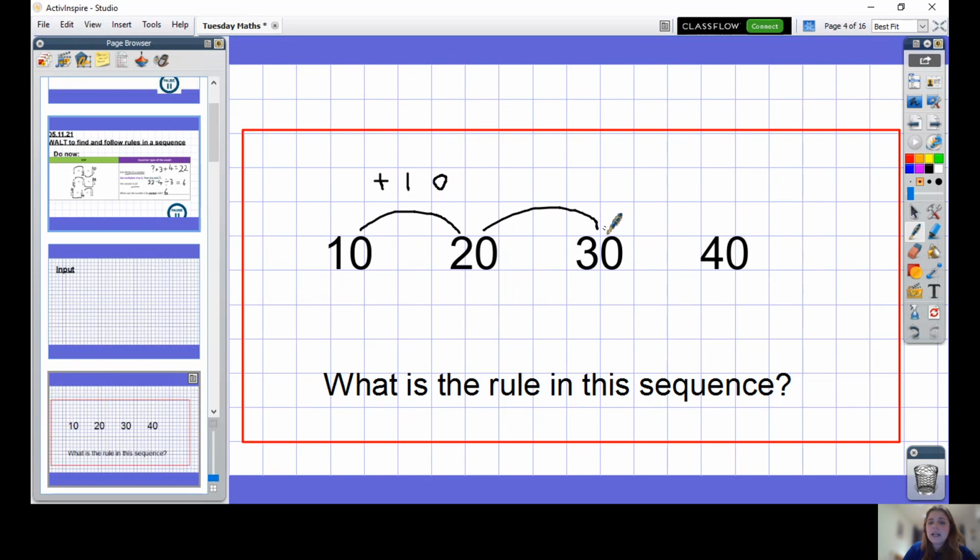20 add 10 is 30 and 30 add 10 equals 40. So if I'm going from left to right, I'm adding 10 each time. That means if I were doing the inverse and I was working backwards, instead of adding 10, I would have to do the opposite, which is subtract 10.